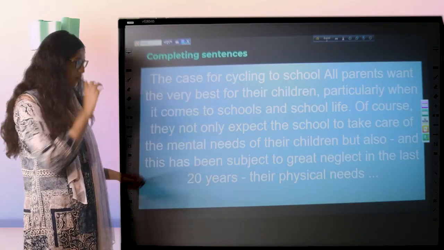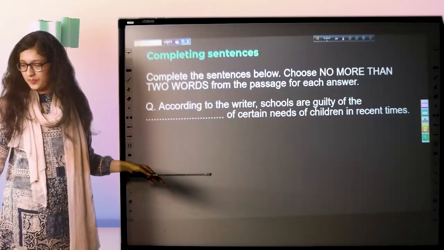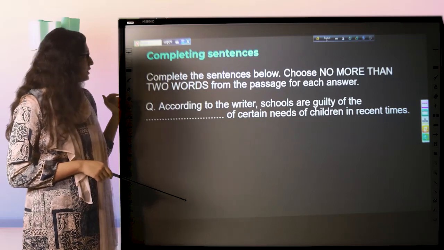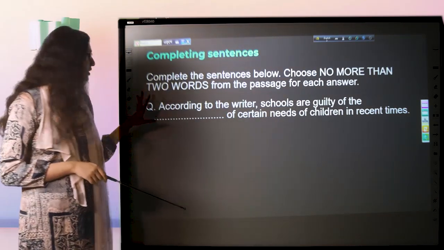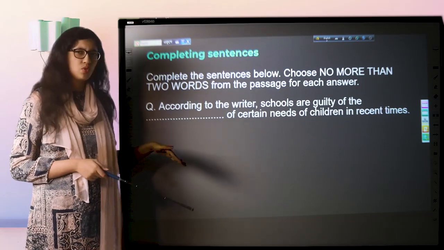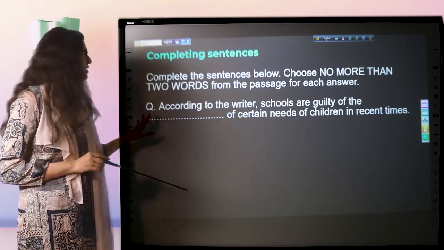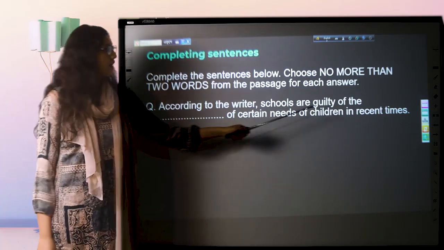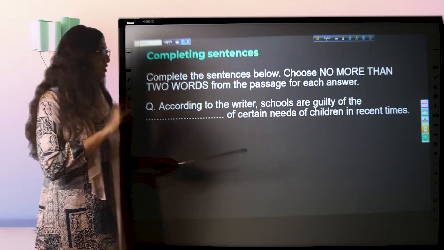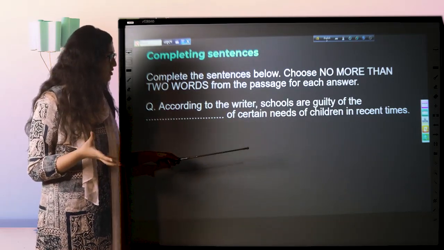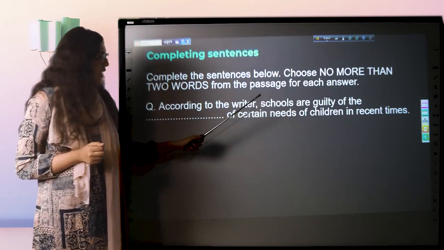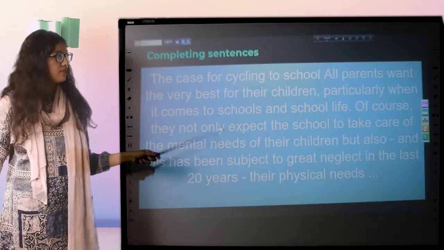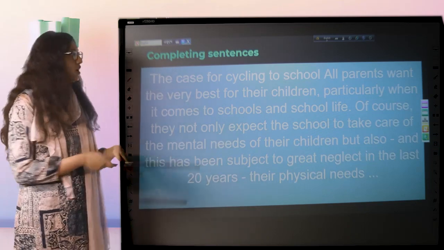Okay, so this is a part of a passage. So let's look at the question first. Again, read the instructions. Here it says you can't use more than 2 words. And you can skim through the questions. Normally there are going to be at least 2 to 3 questions, but here we're only going to do 1. So read the question and try to highlight the important points. If I were you, I would say guilty is definitely important, that the schools are doing something that they're not supposed to, maybe. So guilty is a key point. And it's related to the needs of children, so that's also important. So now we'll try to find these words over here, or similar words.